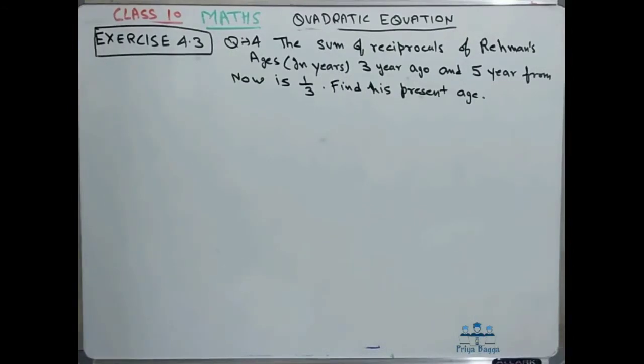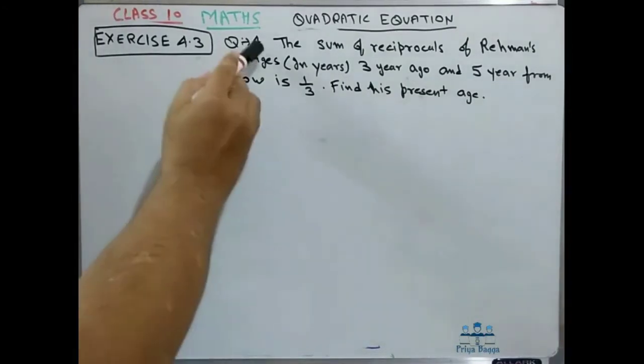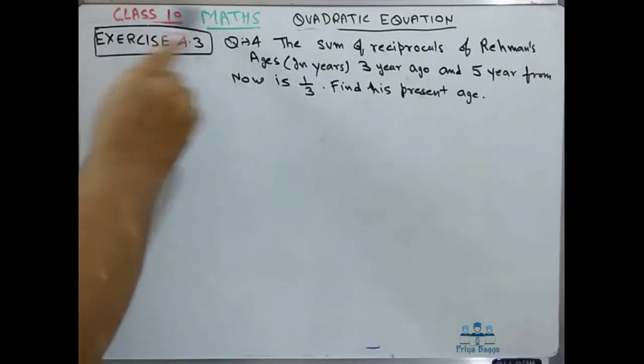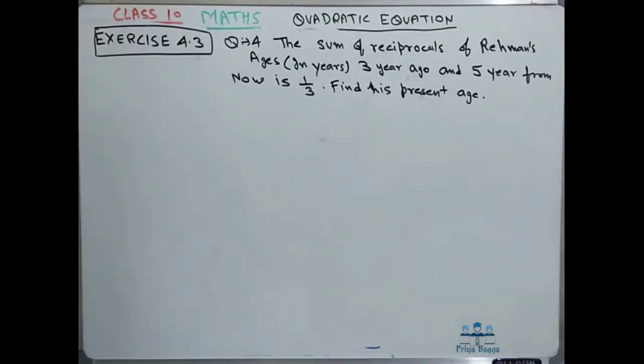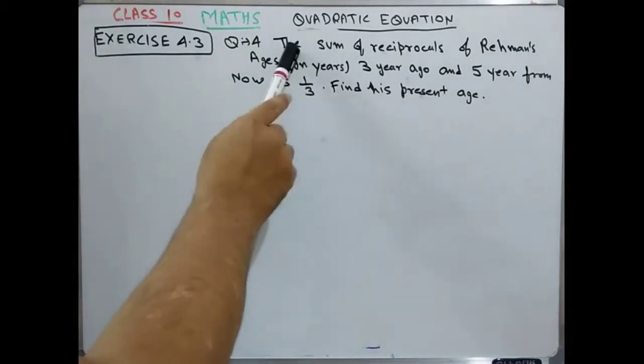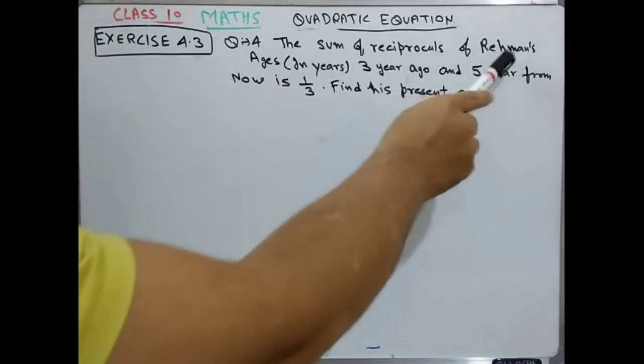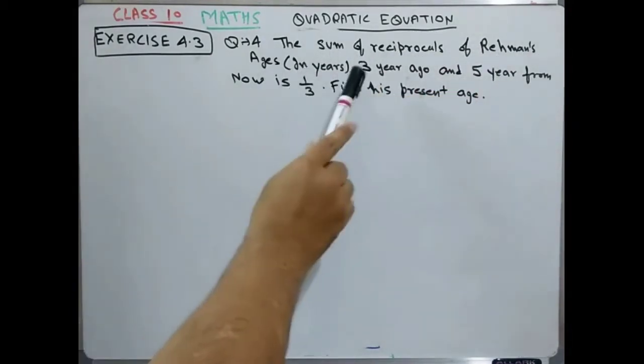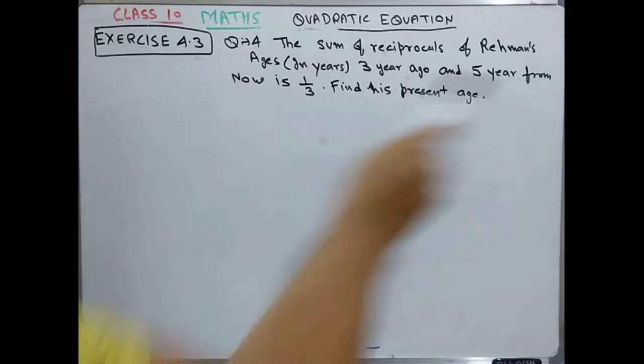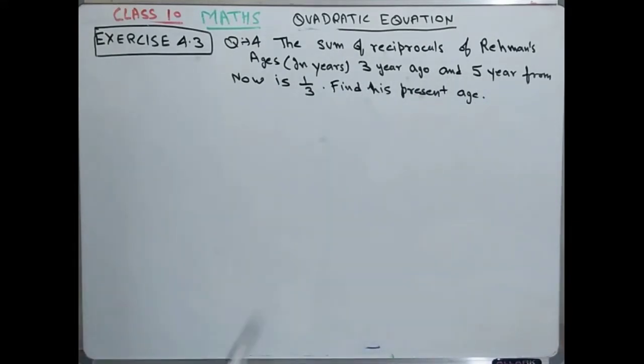So today we will solve question number 4 of exercise 4.3 of class 10 mathematics, which is based upon quadratic equation. The question is: the sum of reciprocals of Rahman's ages in years 3 years ago and 5 years from now is 1/3. Find his present age.